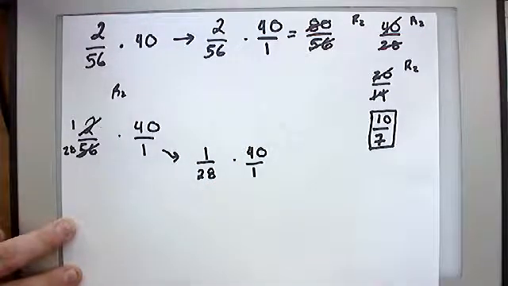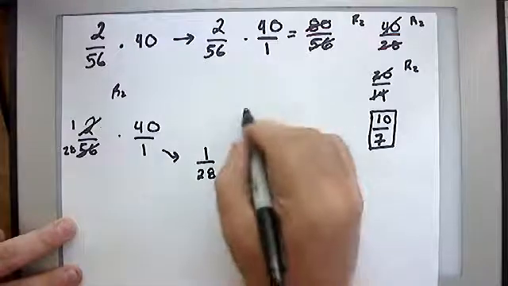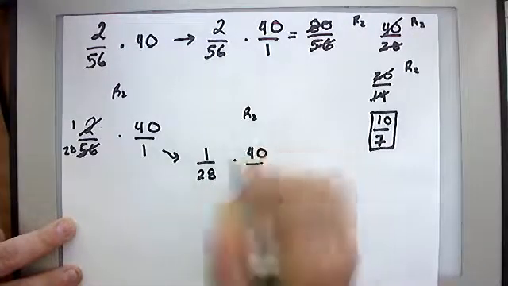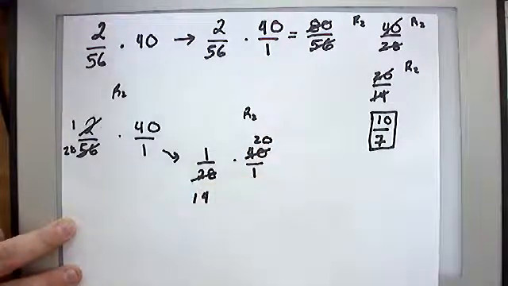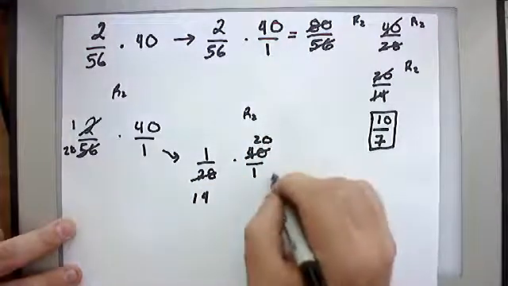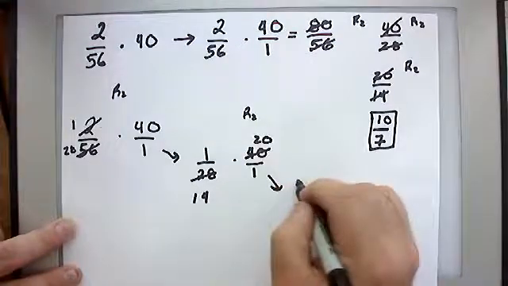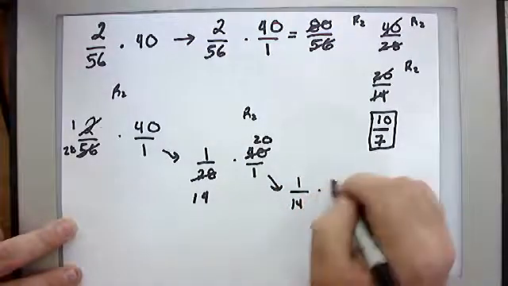And then you say, well, 40 and 28, I can reduce those by 2. And remember, we can reduce on the cross. 2 goes into 40 20 times. 2 goes into 28 14 times. This might be sort of looking familiar, the way we did it last time. Put that back together. You have 1 over 14 times 20 over 1.